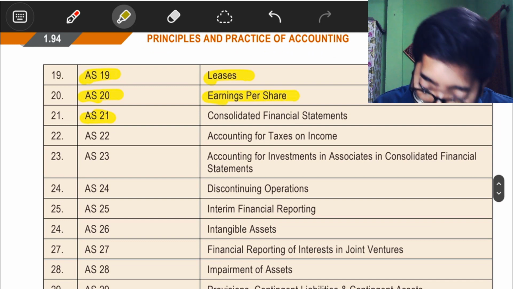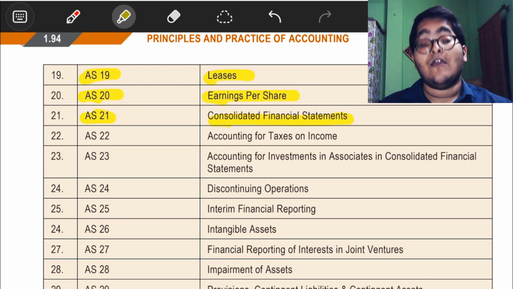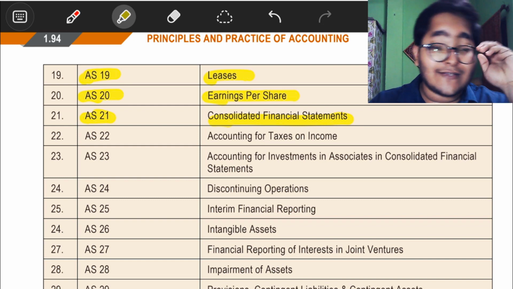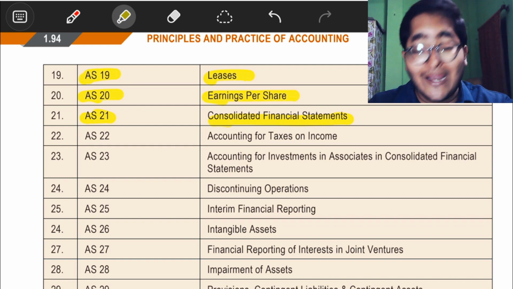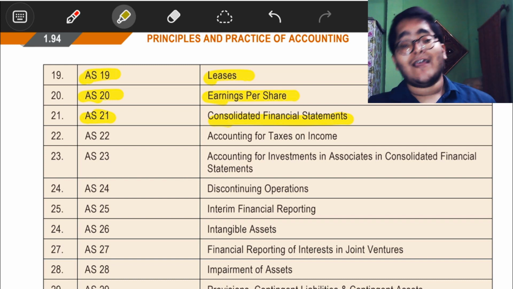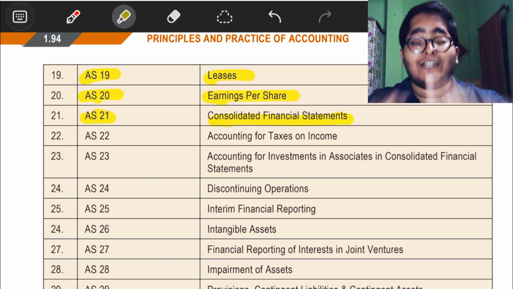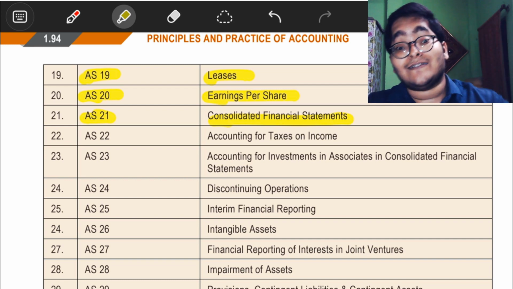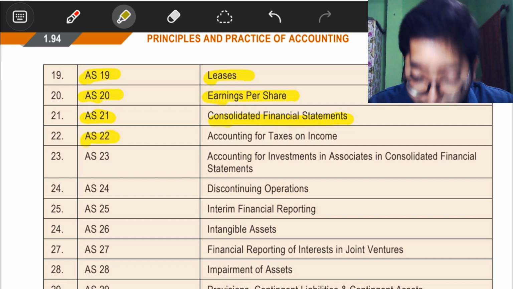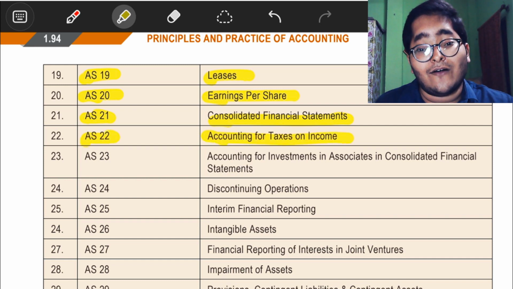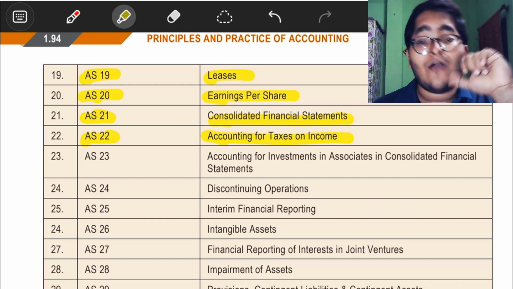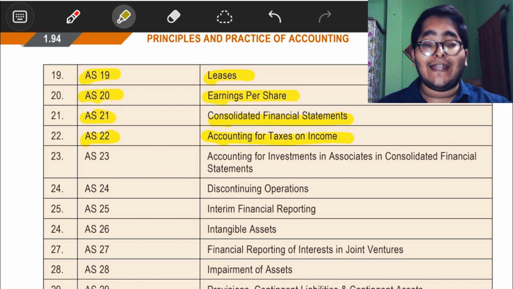AS21, consolidated financial statements. When a company has various branches or various other business areas, all the financial statements of different businesses are put together in a financial statement that is known as a consolidated financial statement. AS22, accounting for taxes on income. That is, it is related to direct taxation or income tax on companies and business entities.